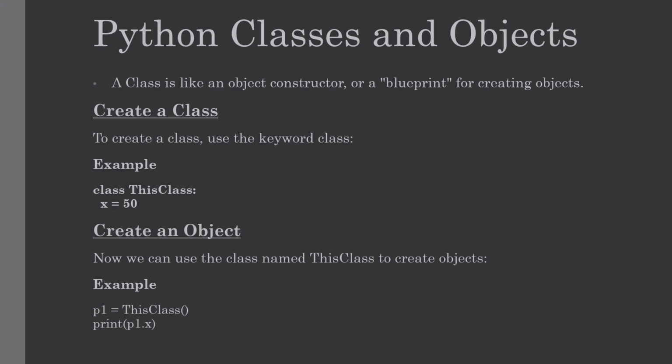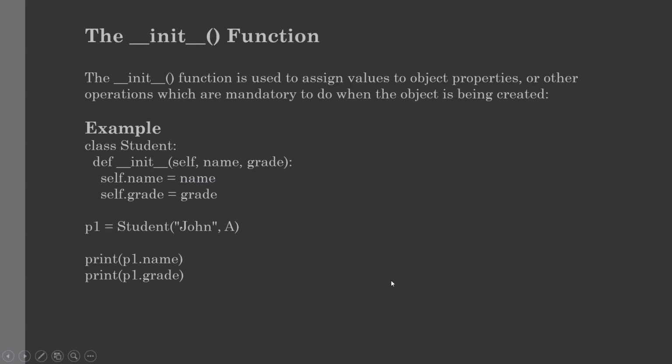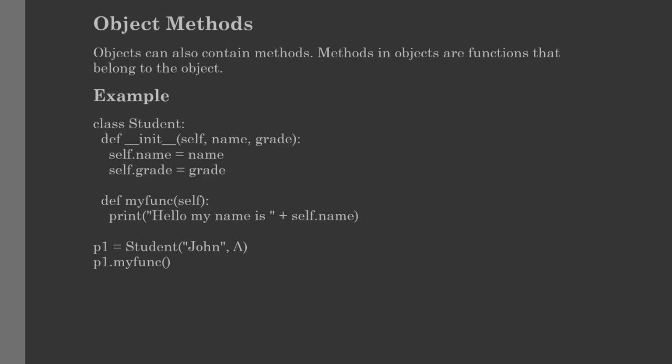So I hope you got a clear understanding of what classes and objects are in Python and how to create them with some simple examples. We have also seen what an init function is and what object methods are in Python. So in the next lecture, we are going to see how to modify and delete objects as well as the pass statement.